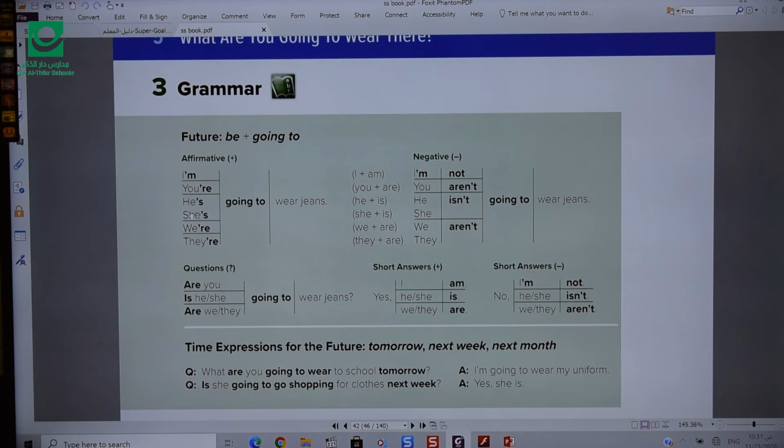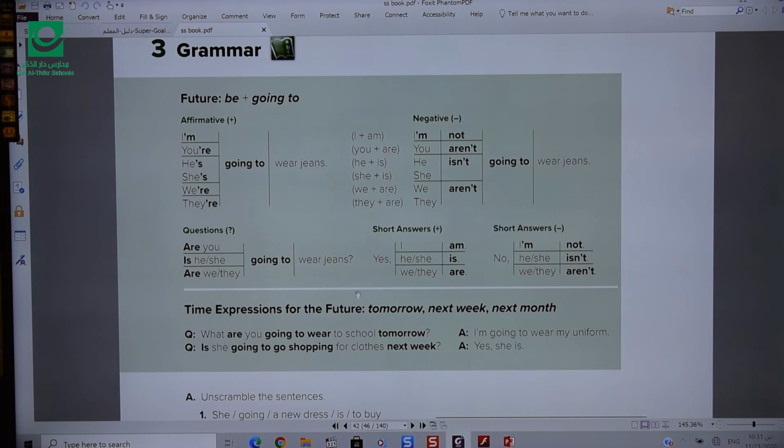You're going to. He, she's going to. We, they are going to wear jeans. Negative form, we'll put not here, after am, is, are. For example, I am becomes I'm not. You are, you aren't. He is, he isn't. She isn't. We aren't and they aren't going to wear jeans.